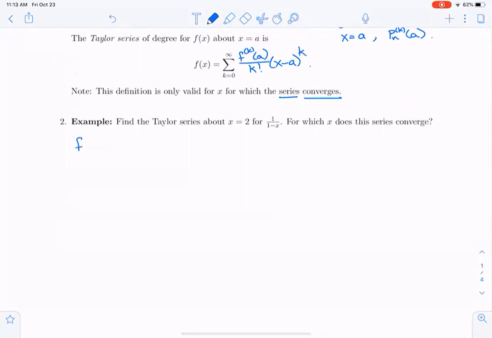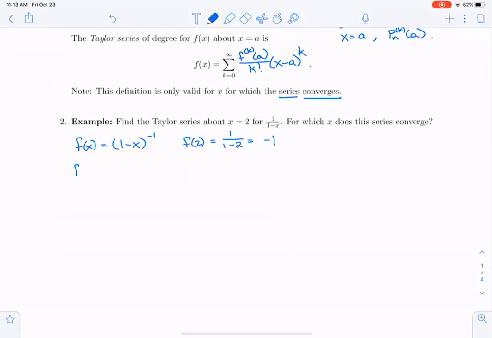So my function is going to be f of x, and that function is 1 over 1 minus x. Another way to write that is 1 minus x to the negative 1 power. And then what I'm going to do is I'm going to evaluate that at 2. So that's going to be 1 over 1 minus 2. And of course, that's going to be negative 1.